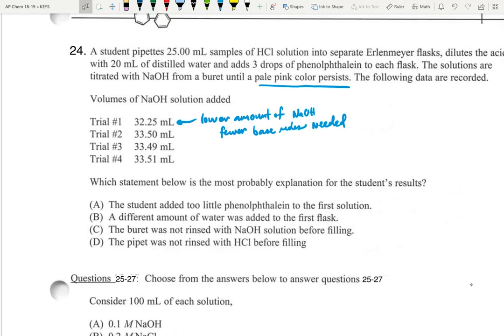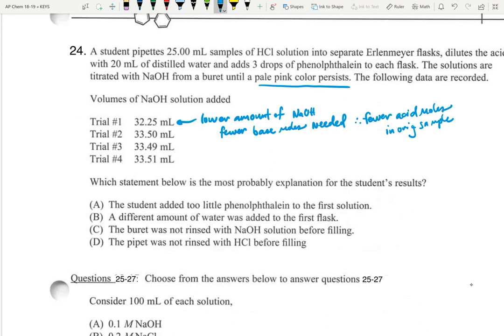If there are fewer base moles needed to reach the equivalence point, that means there were fewer acid moles present at the beginning. Fewer acid moles in the original sample that was taken at the beginning of that trial. So what happened in trial 1 that didn't happen in trials 2, 3, and 4, which seem to be very consistent? Let's look at those choices.